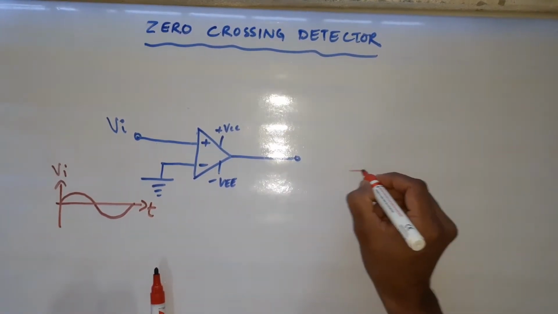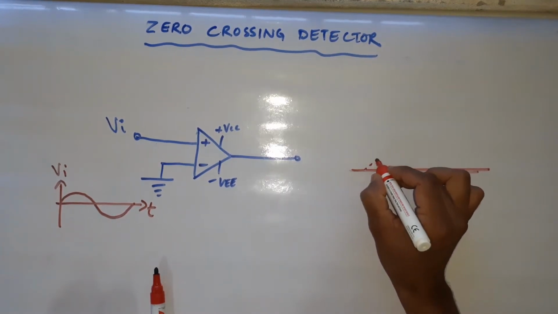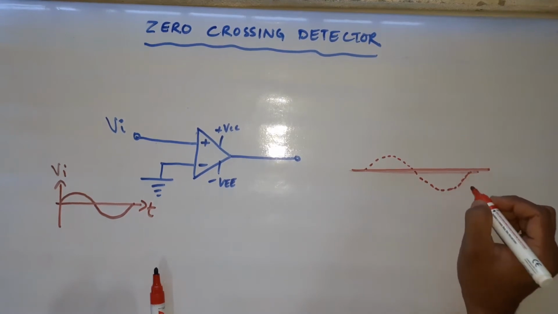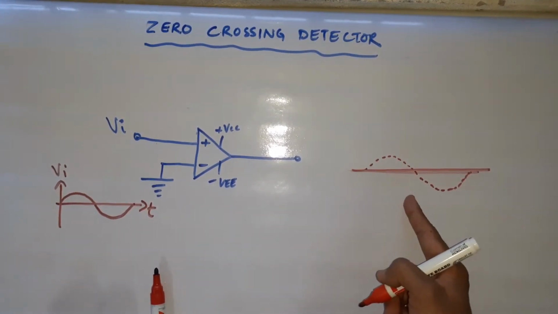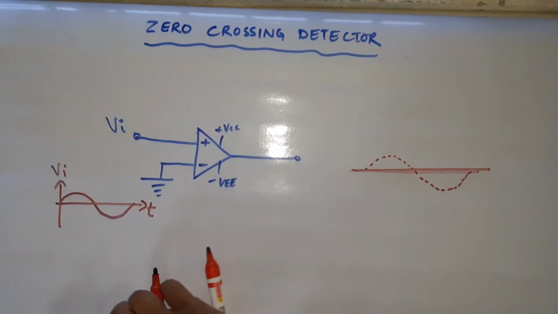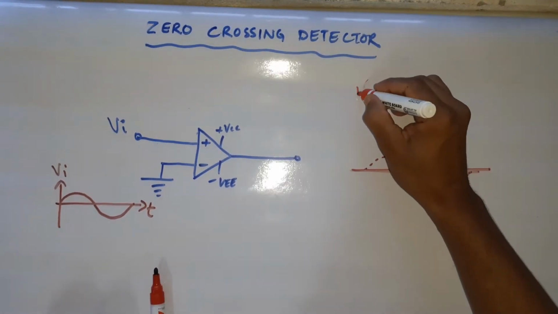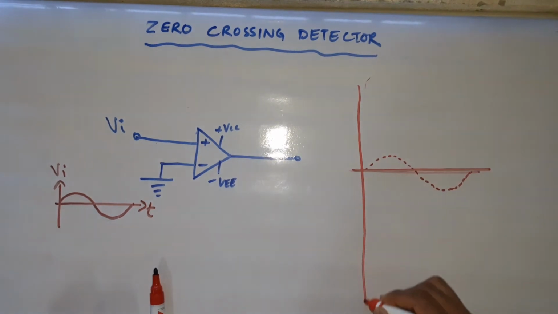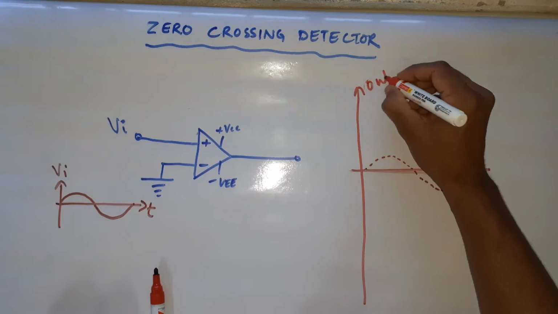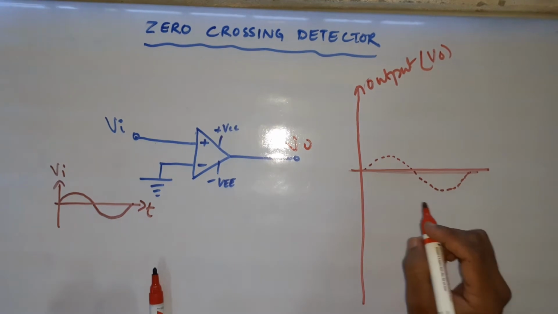Now let me draw its waveform. If this is your input, the same input I have drawn here, the dotted line is representing the input. Now the output, V naught, is going to be, how will be your output?